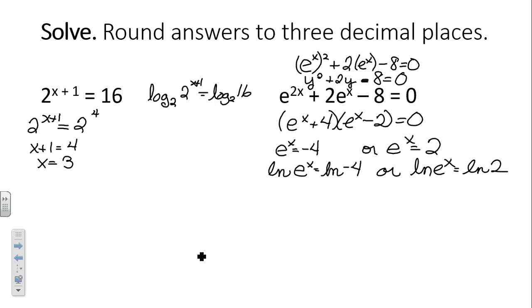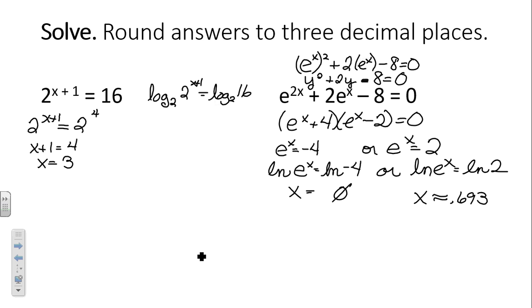What is the natural log of e to the x? X. Can we take the natural log of negative 4? No. So this one's going to be a no solution. Okay. But can we take the natural log of 2? So the natural log of e to the x is x. The natural log of 2 is 0.693. Let me make mine about equal to here. That makes sense?